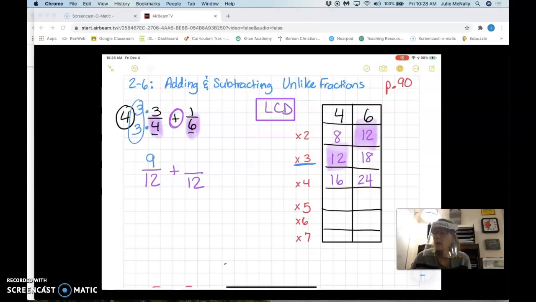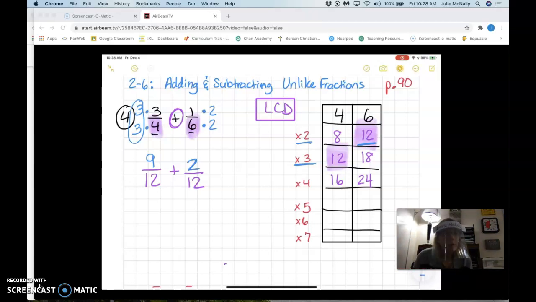Okay. Now let's go to the 6 column. What did I multiply 6 by to get 12? 2. So whatever I multiply the bottom by, I have to do to the top as well. So what is 1 times 2? 2. So now I have a new fraction on this side, 2 twelfths, that is equal to 1/6. Okay, they show the same amount. They just look different.